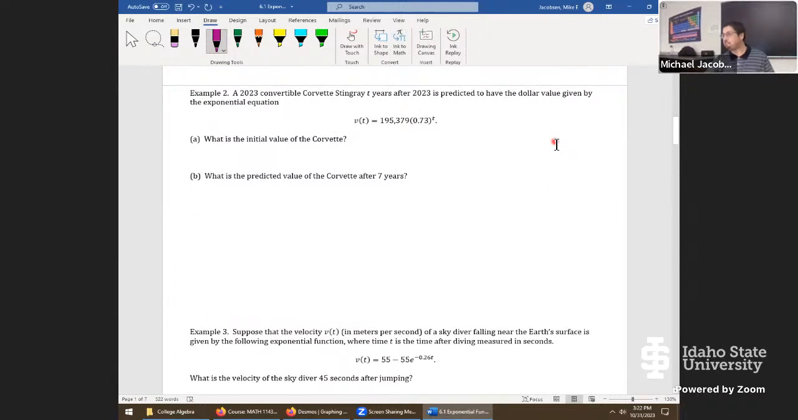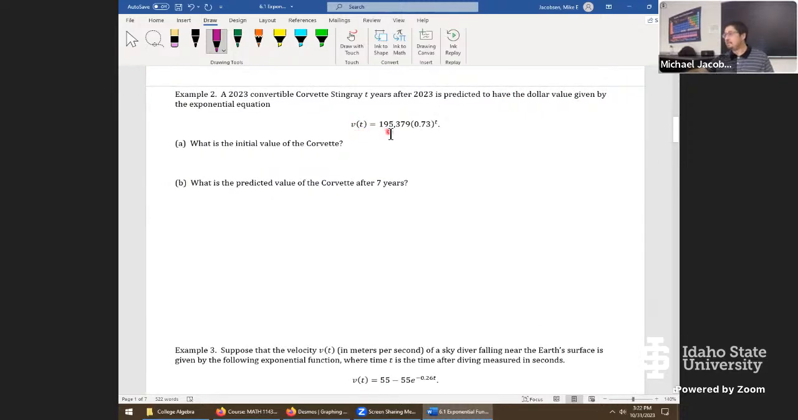Let's start off here with the 2023 convertible Corvette Stingray. So we have an exponential function. It's going to model the value of this Corvette 2 years after purchase in 2023. I don't know how accurate this model is, but it might be pretty accurate for our market. It says this convertible Corvette Stingray is predicted to have a dollar value given by this equation. V for value, it's going to start off at $195,379.